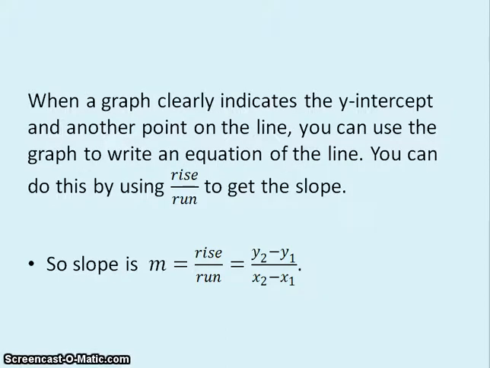When a graph clearly gives you a y-intercept and another point in the line, you can use that to write an equation of the line. What we're doing is making a rise over run, making a right triangle to help get the slope. So again, two ways to find slope. One is rise over run. Take the rise, how far up or down does it go, and then take how far left or right it goes. Put those as a fraction. You can do that numerically by using the ordered pairs and subtracting the y values, putting those on top, subtracting the x values, putting those on the bottom.